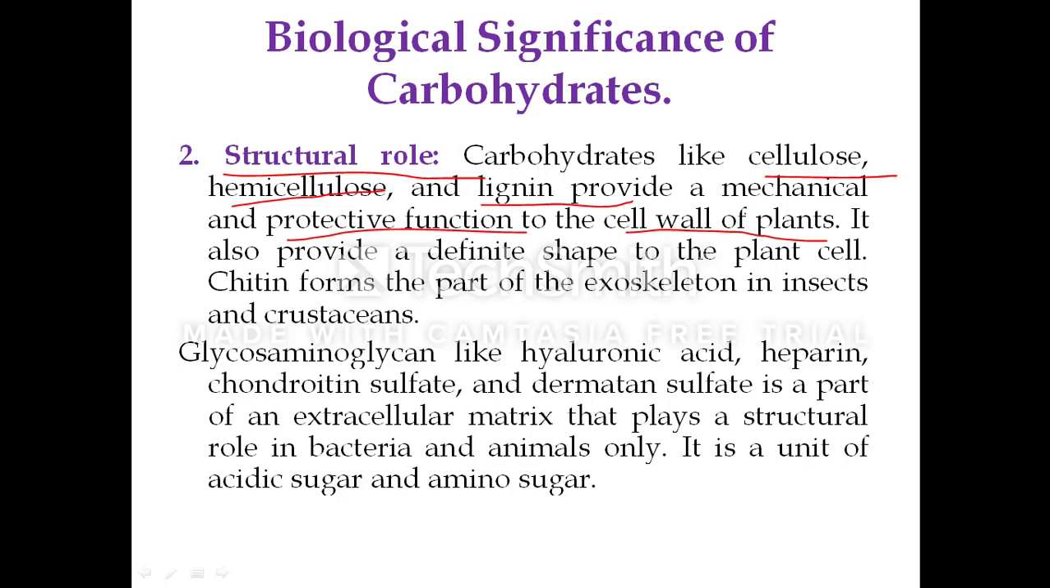It also provides a definite shape to the plant cell. So we see different shapes for plant cells, and this is due to the rigid nature of the cell wall, which has cellulose and hemicellulose. Chitin forms part of the exoskeleton in insects and crustaceans. Chitin is also a polysaccharide made up of monosaccharides, and it is present in the exoskeleton of insects and crustaceans.